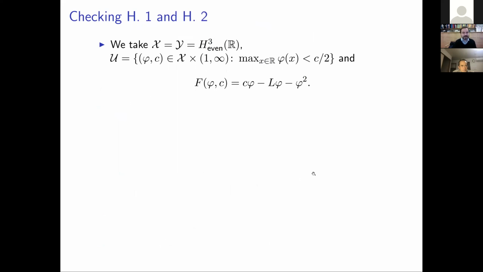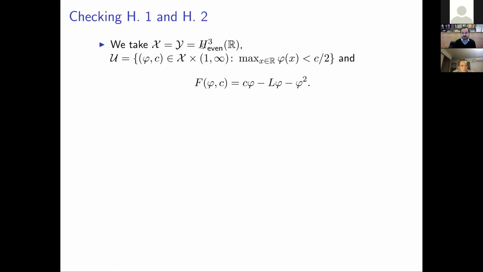Okay, so I can at least say something about the function spaces we are working on. It turns out to be convenient to work with free derivatives. This is mostly related to the local bifurcation theory, which I mentioned, in order to be able to rewrite things as an ODE. And we also work with even functions.